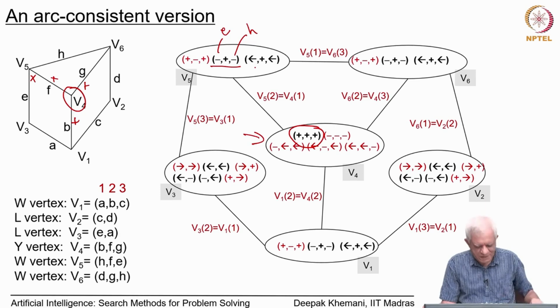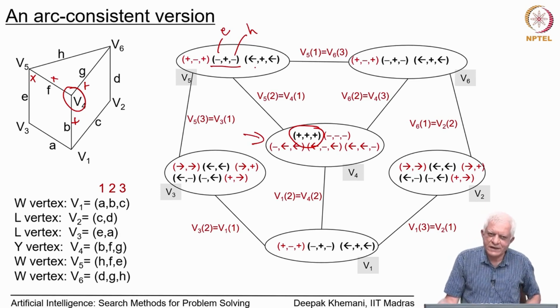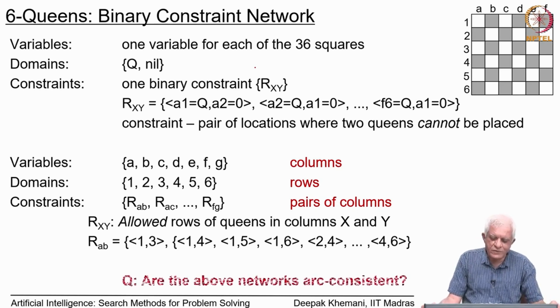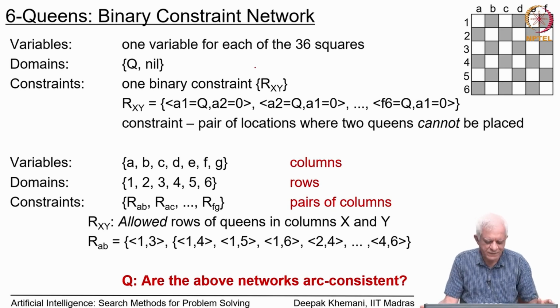But all these are consistent assignments, and you should try out the algorithm of arc consistency and see that it is indeed the case. We had also looked at the n queens problem, in particular the 6 queens problem, and we had given these two formulations of the 6 queens problem. I will leave it to you to look at these networks and answer whether they are arc consistent, and if they are not, make them arc consistent. So, that I will leave it as a small exercise for you to do.